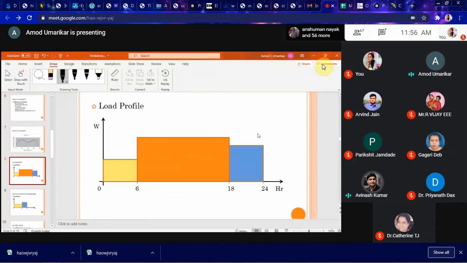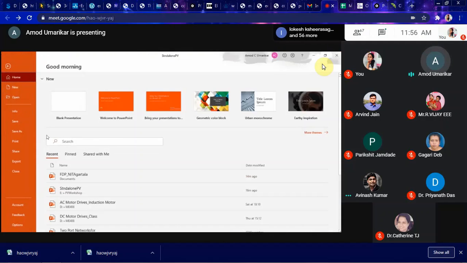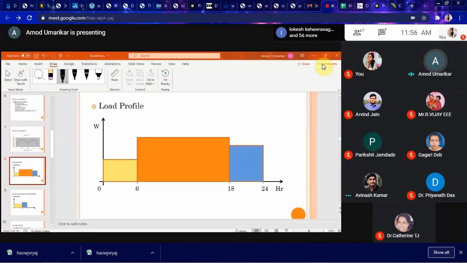The next step is to find what the load is. We'll take one simple example. So how to find out a load? Of course, you must have an electrical engineering or some engineering background, so you must be knowing how to find a load. But still, I will take one example of how to find a load. So, load calculations.